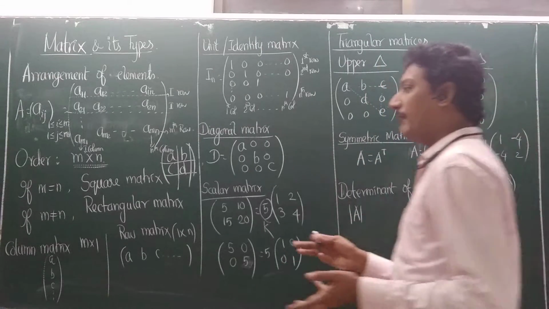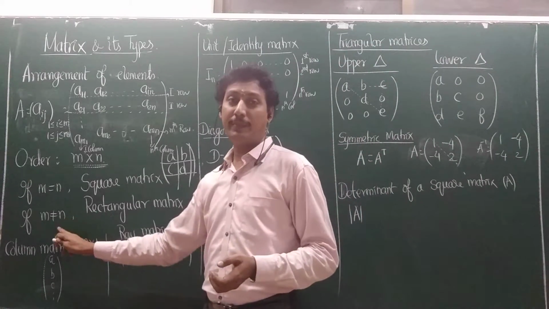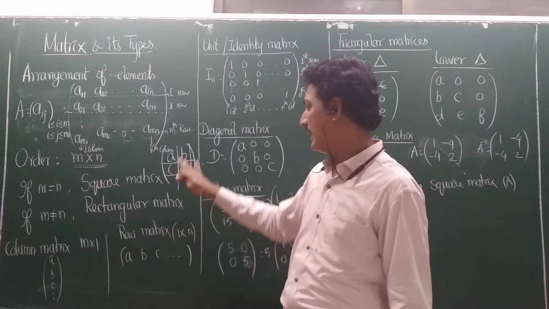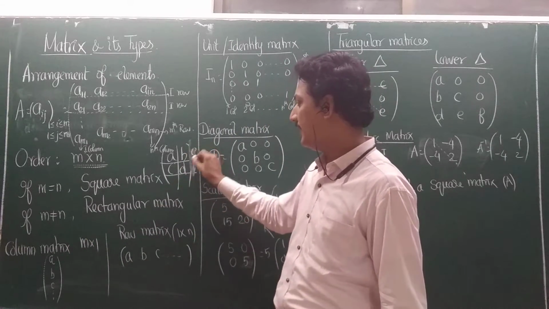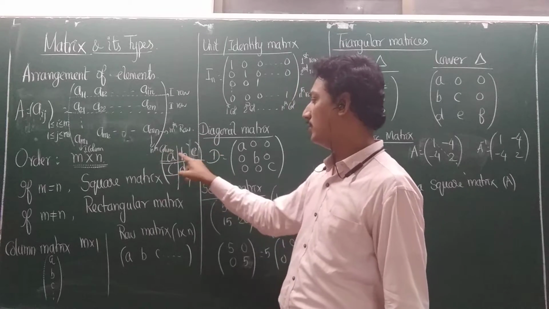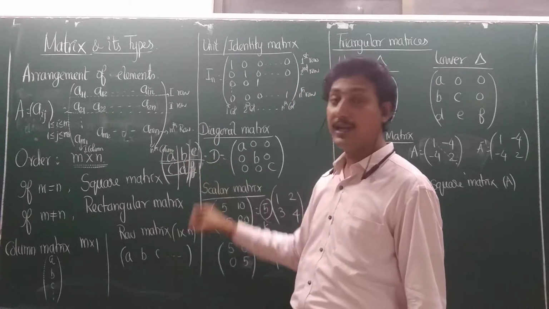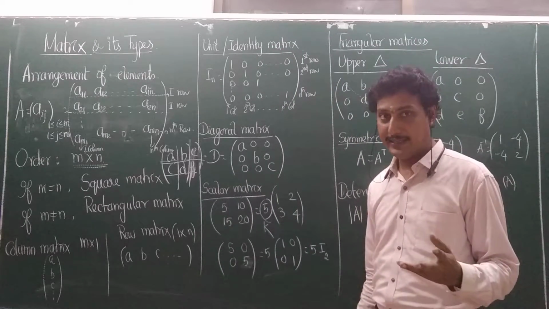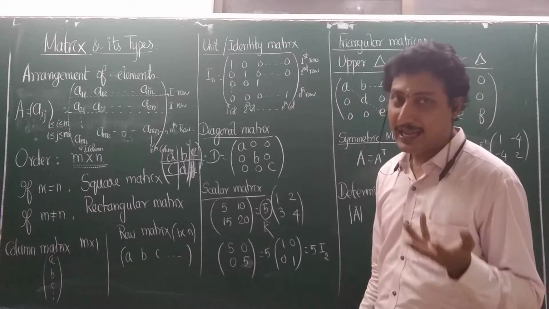Suppose the number of rows is not equal to the number of columns, then obviously it is not a square. It may be a rectangle. For example, a, b, c, d, e, f. How many rows are there? 1, 2: 2 rows. How many columns? 3 columns. So the number of rows is 2, but the number of columns is 3. So this is an example of a rectangular matrix.